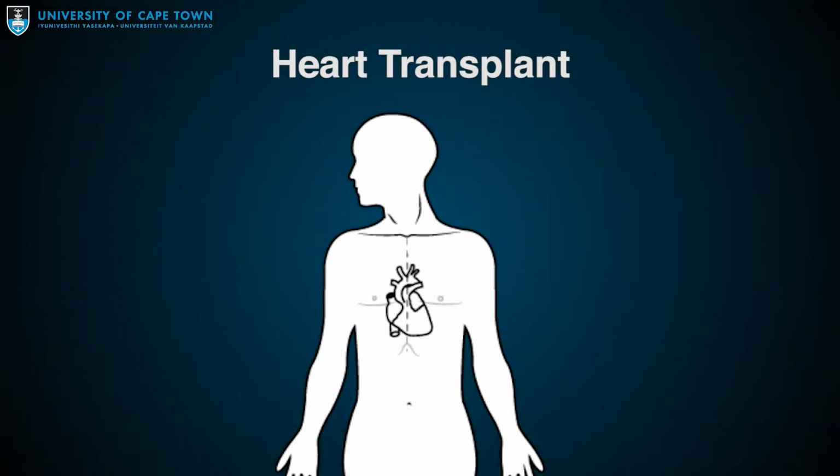The heart is warmed, and when beating strongly enough, the patient comes off bypass. In 50% of cases, electrical cardioversion is required to get the heart started. The sternum is closed with wires and the skin with stitches or staples. This operation typically takes 3 to 4 hours. It can take longer if the patient has had previous surgery.